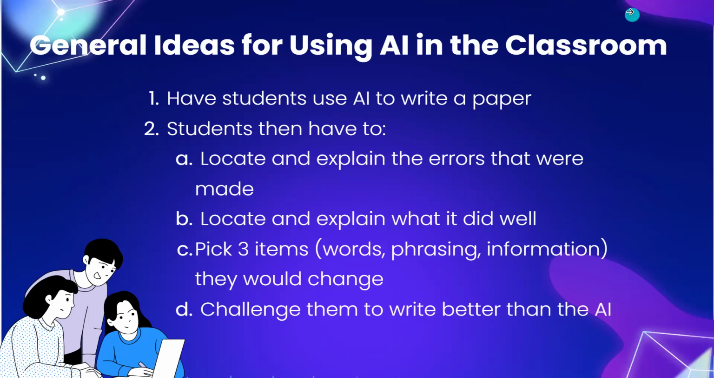Maybe it is doing really well with writing this paper, but they have to be able to go and find it and explain that. And then maybe they could pick 3 things that they would change to improve it and make it even better, or to match better the theme that it should be, or whatever it could be. You can challenge them to try to write better than the AI. These are just some thoughts of how you can work with it. And we still need them to be using critical thinking.